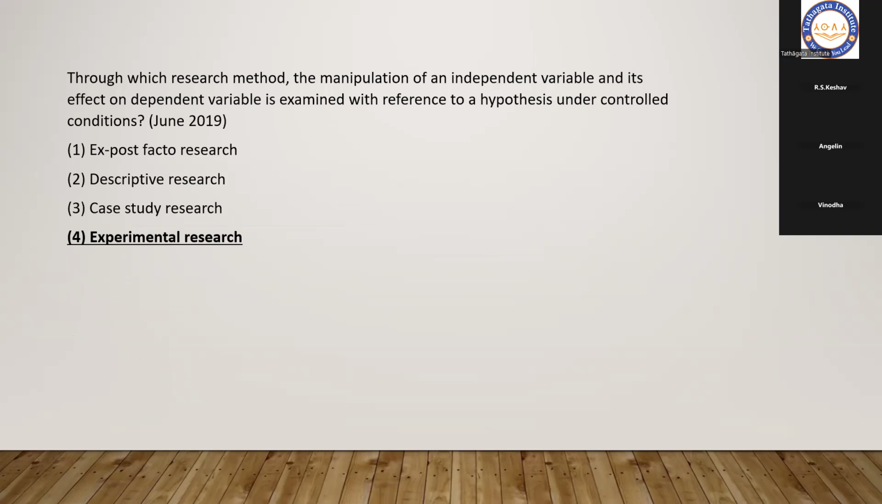Through which research method is the manipulation of an independent variable and its effect on a dependent variable examined with reference to a hypothesis under controlled conditions? Experimental research. The clue word is controlled condition. Controlled condition is a designated, defined space, and the independent variable is nothing but a component which is taken for research.